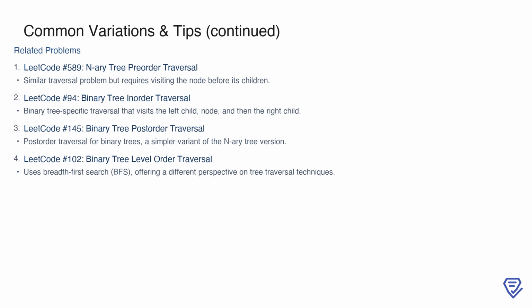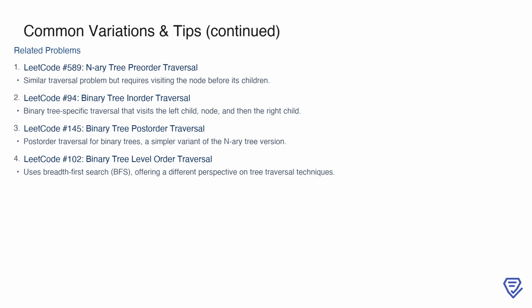Here, the traversal visits the left child, then the node, and finally the right child, illustrating a different order compared to postorder. Additionally, LeetCode number 145 deals with binary tree postorder traversal, which is a simpler version of the N-ary tree postorder problem due to the binary tree's limited branching structure.